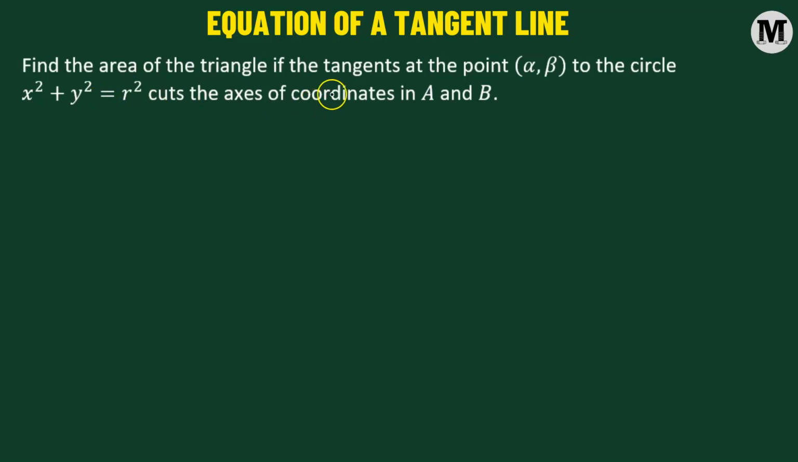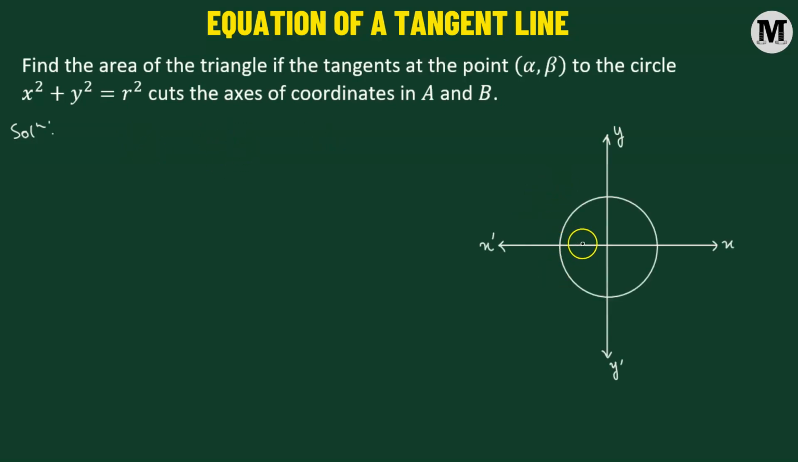Find the area of the triangle if the tangent at the point alpha comma beta to the circle whose equation is x squared plus y squared equals r squared cuts the axes of coordinates in A and B. Let us begin. Let's try to understand the problem graphically first.